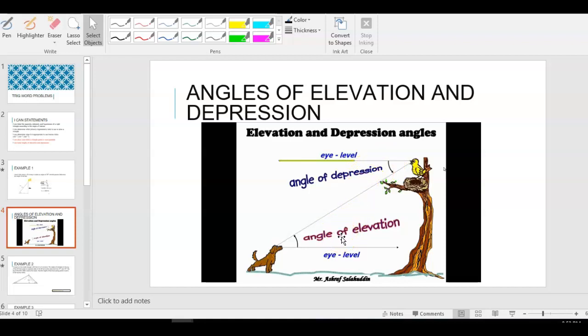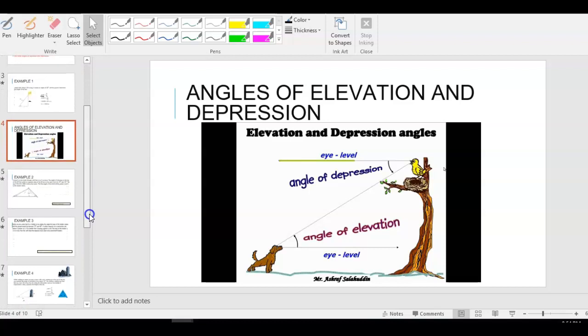However, you have to be able to identify where the angle of elevation will be and where the angle of depression will be. Angle of elevation is when you look up, and angle of depression is when you look from up, down. And it's always the angle created with the horizontal line from the point of view. Okay, hope you understand that. If not, please let me know. I can explain it in a different way.